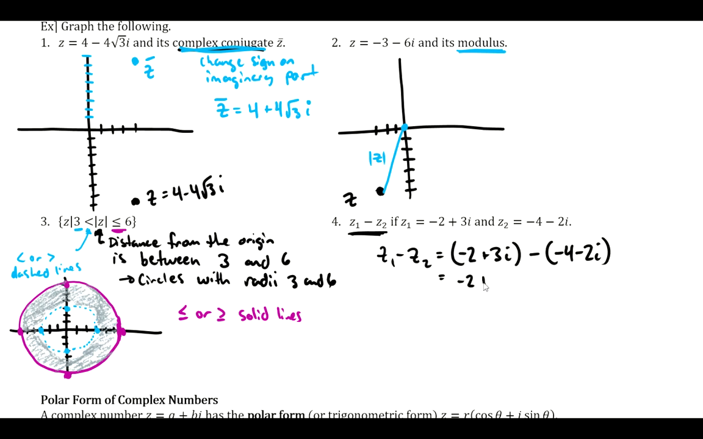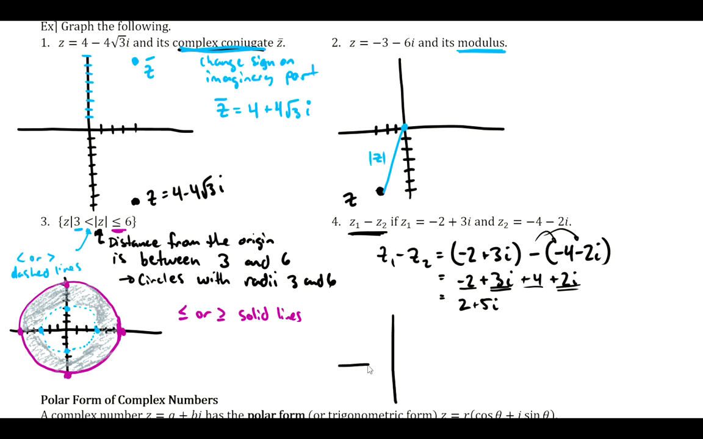So negative 2 plus 3i. This negative distributes. So it would be plus 4 plus 2i. And then we would combine like terms. So the real parts combine. So negative 2 plus 4 is positive 2. And then 3i plus 2i would be plus 5i. Okay, so that's what that z1 minus z2 is.